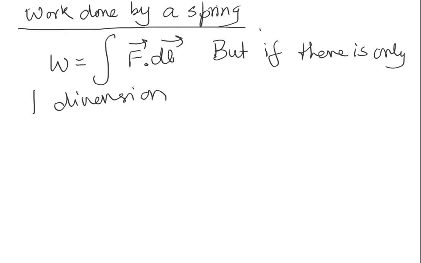okay, that means whatever force acts and whatever displacement happens can only be in one dimension. If that is the case, then the dot product has no meaning, because if we are in one dimension, say along the x axis, then work done must simply be equal to F dx, right? So in one dimension the dot product simply becomes F dx. Okay?